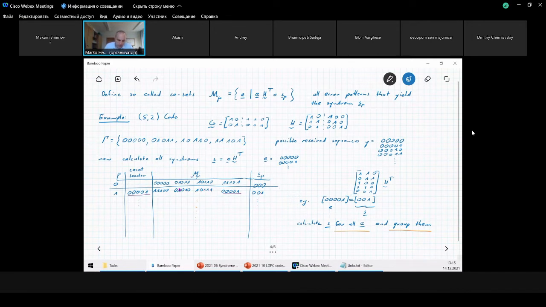And today we want to get to know a smart way how to get this whole syndrome table more efficiently than by calculating the syndrome for all error patterns and then just sorting them. So this would be the brute force approach, calculating the syndrome for all 128 error patterns and then sorting them. Okay, we will get to know a better way.